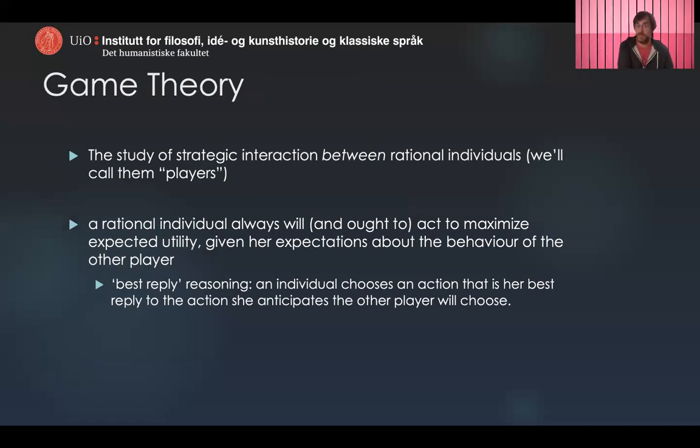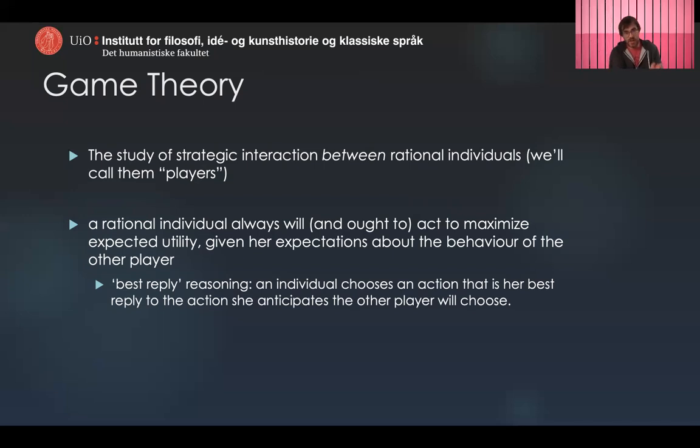Okay, now we're going to game theory. Okay, so in the case of rational choice theory, we're just looking at individual agents. In the case of game theory, we're looking at the strategic interaction between rational individuals. We'll call these individuals players. Okay, so it's going to be players, and they are playing with each other.